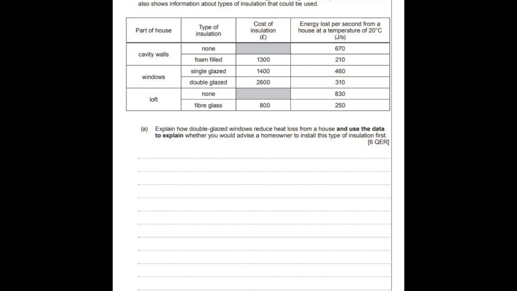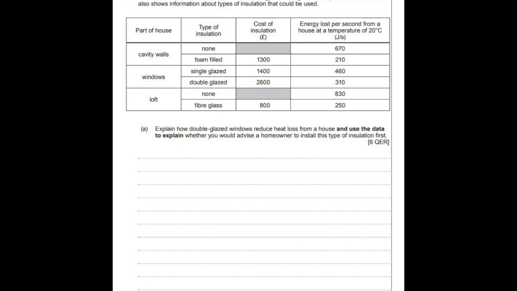So it's showing you the insulation on 3 parts of the house: cavity wall insulation, windows and loft, and it's comparing having no insulation in the walls or filling the walls with foam, having single glazing or double glazing, or having fiberglass insulation installed in your loft.